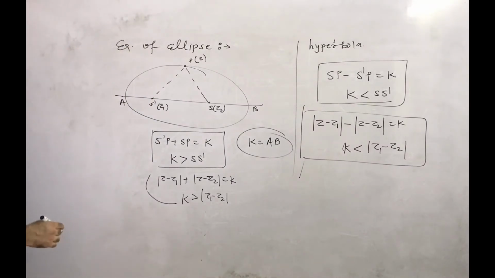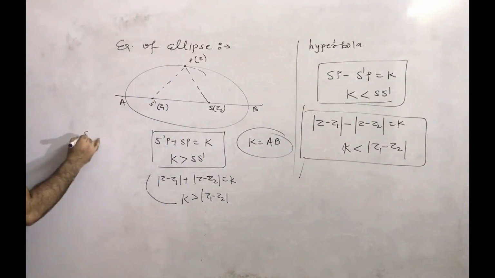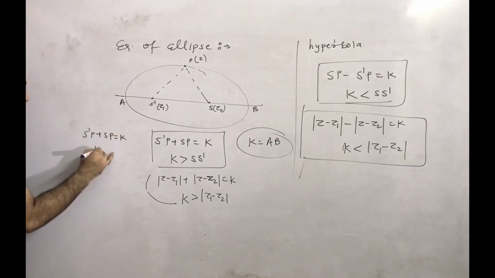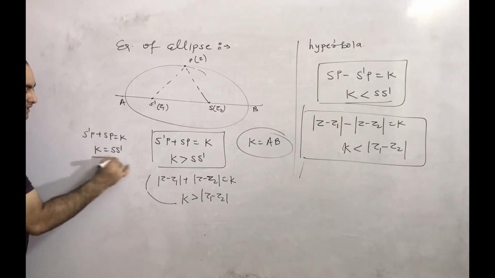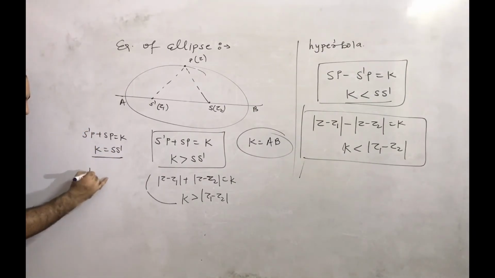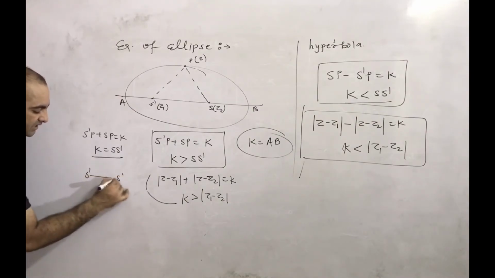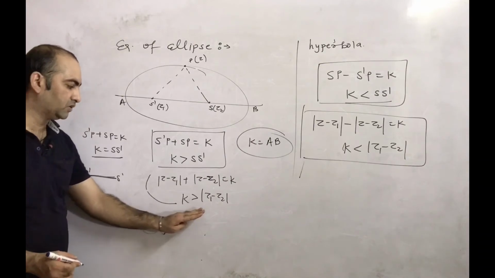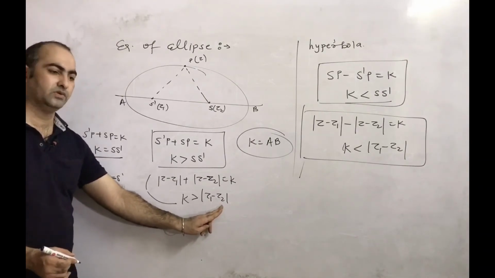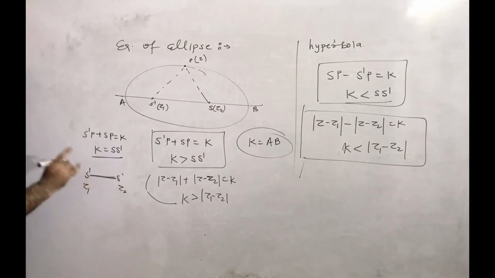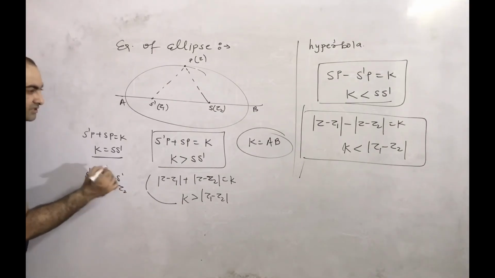Now here, if the same thing is there, S dash P plus SP equal to k and k equal to S dash S, then it will represent the line segment joining S dash and S. So it will come as this line. If here also equality comes, k equal to modulus of z1 minus z2, where this is z1 and this is z2, then it will represent the line segment joining z1 and z2.